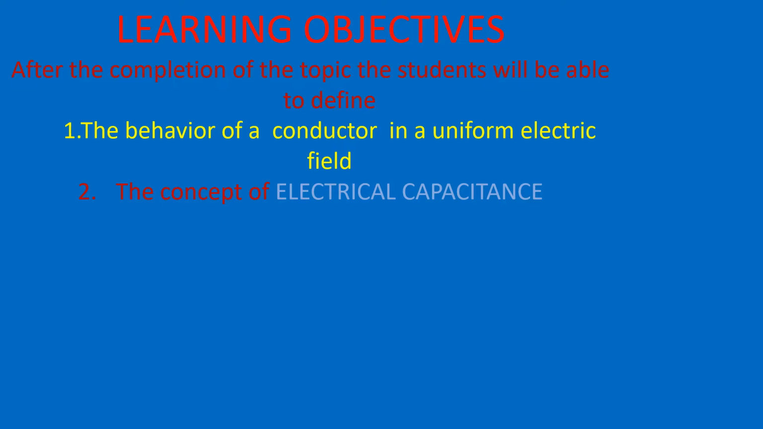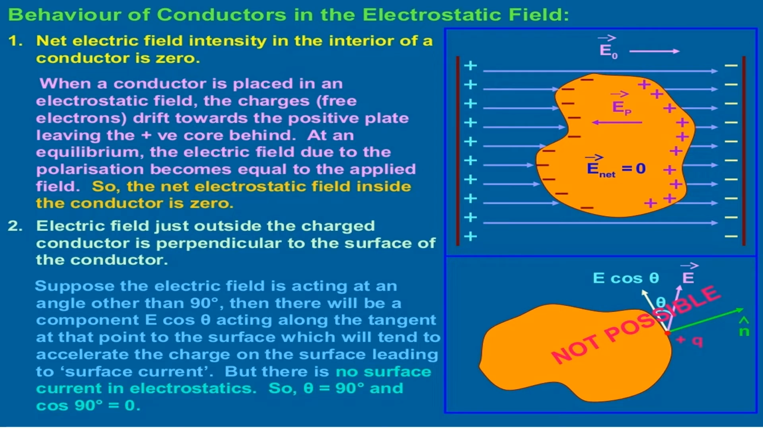The learning objectives for today's topic are to understand the behavior of a conductor in a uniform electric field and the concept of electrical capacitance. Behavior of a conductor in a uniform electric field.